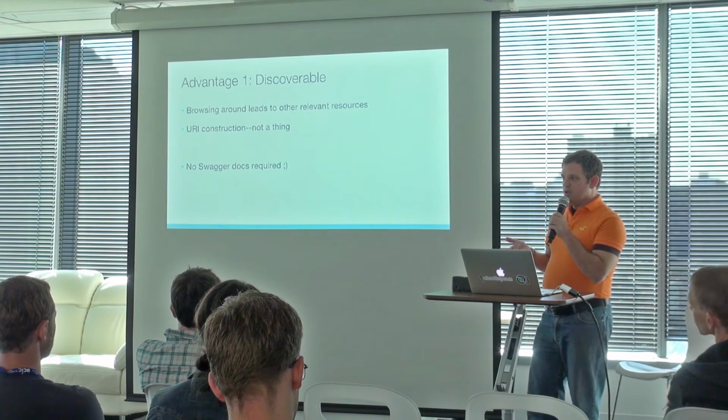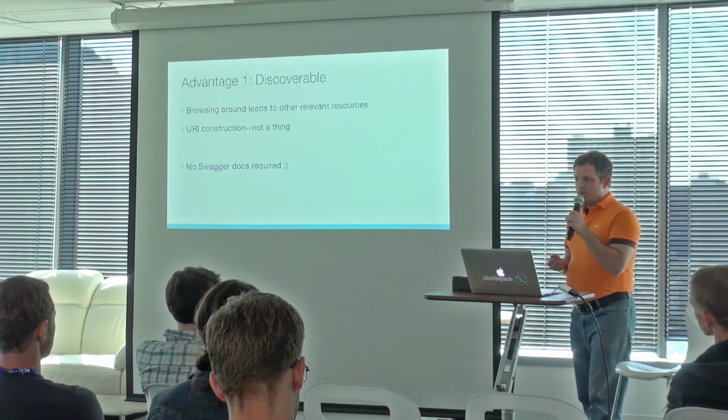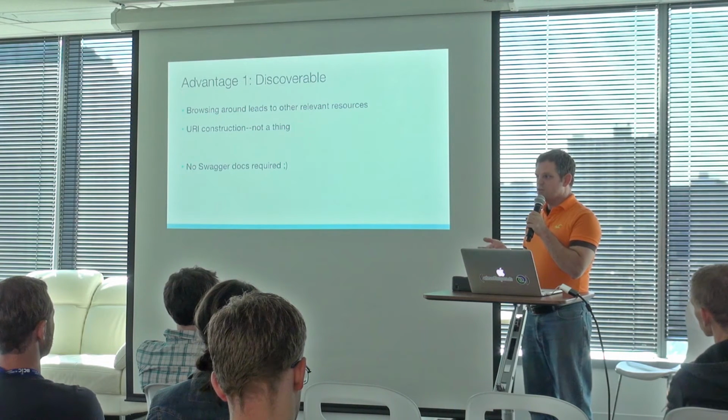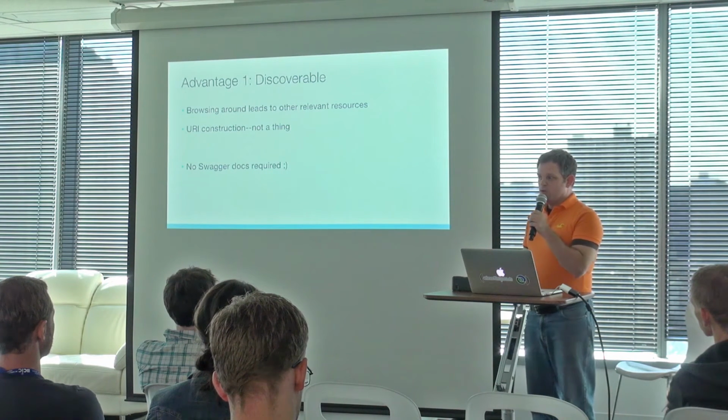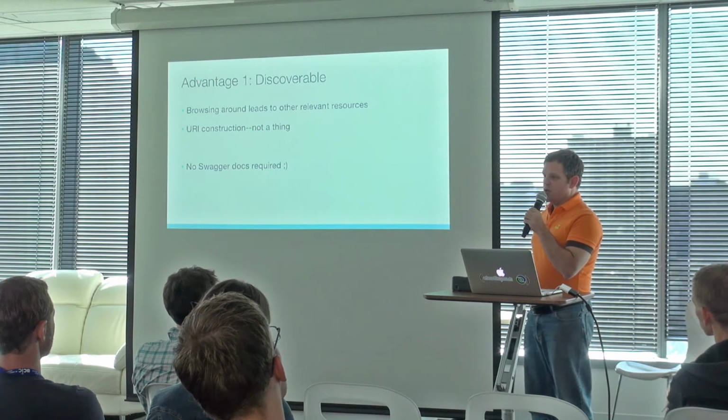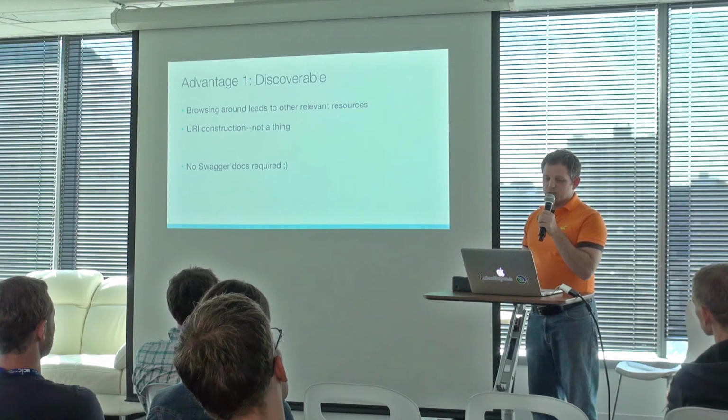This discoverability is really important because documentation is hard to write. In fact, we don't even have Swagger docs because we don't need them. You don't actually construct URIs to interact with an API. We don't have a big catalog of every resource there is in the world. You walk through the API, you discover it in the context that it makes some sense.